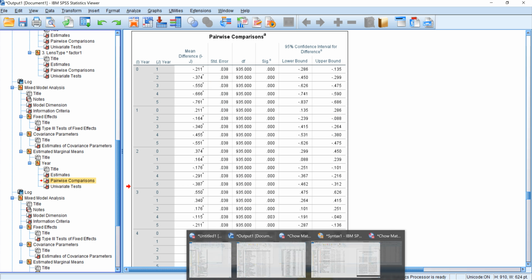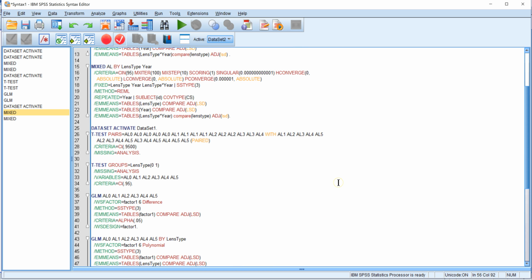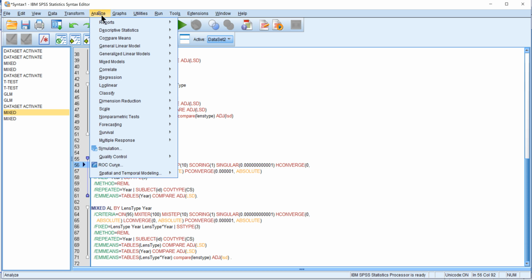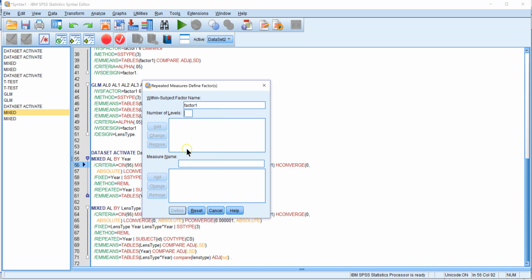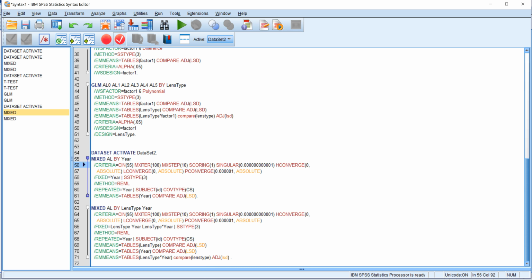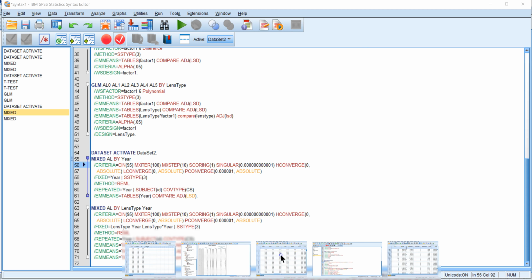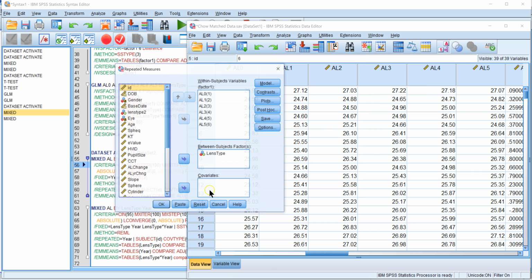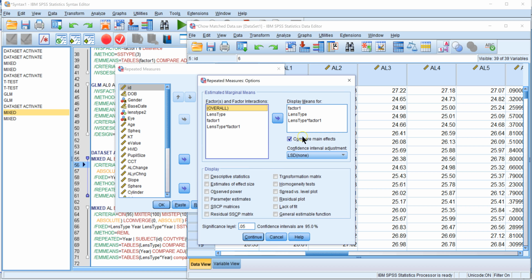As a reminder, go into our syntax. When you go in and you ask for compare, well, let me show you here. Let's go to general linear model, repeated measures. Analyze, general linear models, repeated, factor, define, options. Compare main effects. It does not automatically compare interactions.